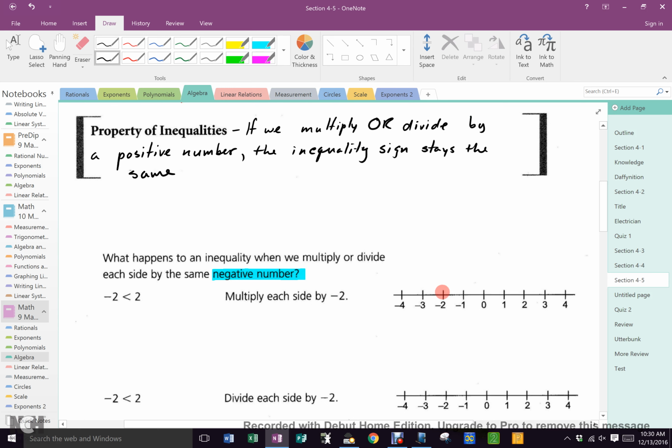So where did I start? -2 and +2. That's where we started, yes? And I'm using black to show where we started. So I had -2 and 2. Now I'm going to multiply them by -2. What is -2 times -2? +4. What is 2 times -2? -4. What just happened? We swap them. So what happens to the sign? It switches.